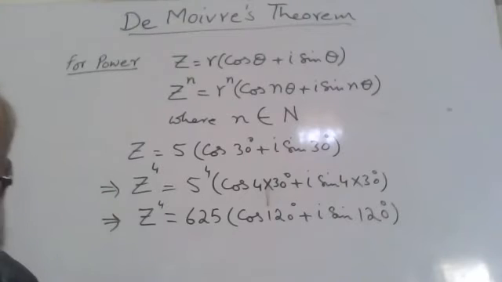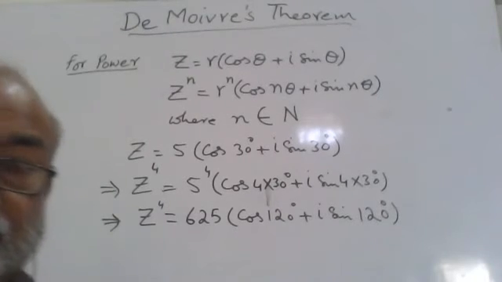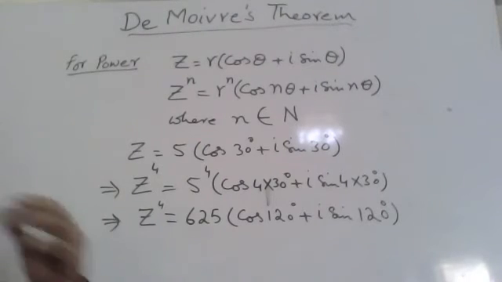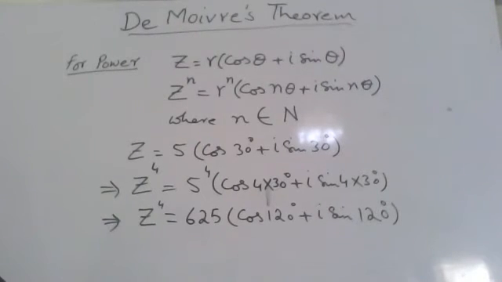This will be the final answer. So Z raised to power 4 when Z is equal to 5 cos 30 degree plus iota sin 30 degree will become 625 cos 120 degree plus iota sin 120 degree. This is the final answer.